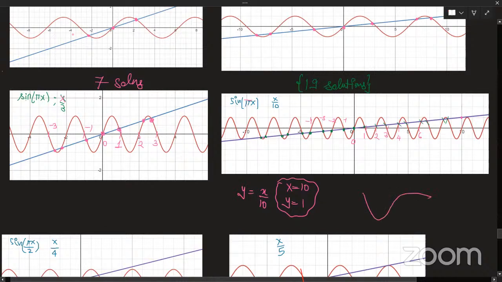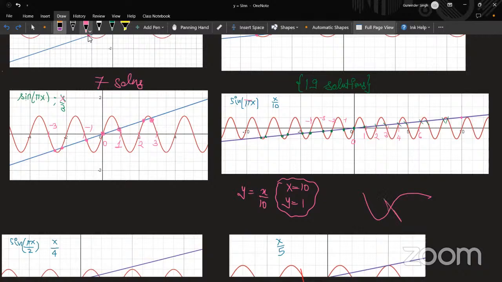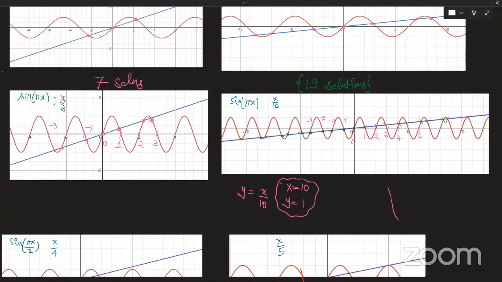Okay, just a second. So see, my curve was going something like this. Just consider it as a freehand curve for now. Can you tell me what is the value of this second y when my x is equal to 10? This second sine of pi x when my x is equal to 10.